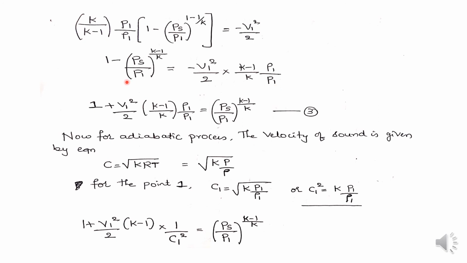Now I will shift all these terms to this side. Now 1 plus v1 square divided by 2 into k minus 1 divided by k into rho 1 divided by p1 equals ps divided by p1 to the power k minus 1 divided by k. I have shifted this term to this side and taken this term to the right hand side, so this minus becomes plus, here also this minus becomes plus. Let me call this equation 3.